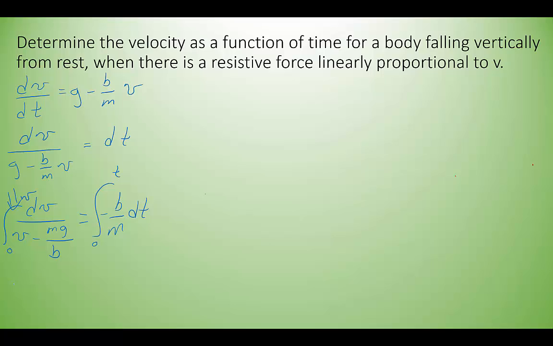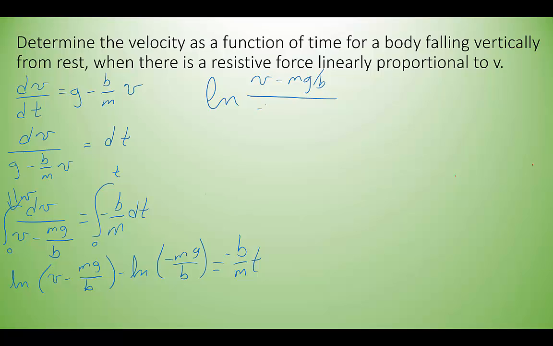We end up with natural log of v minus mg over b, minus ln of negative mg over b, and that is equal to negative b over m t. We can combine the left-hand side, and we end up with ln of v minus mg over b, all over negative mg over b, is equal to negative b over m t.